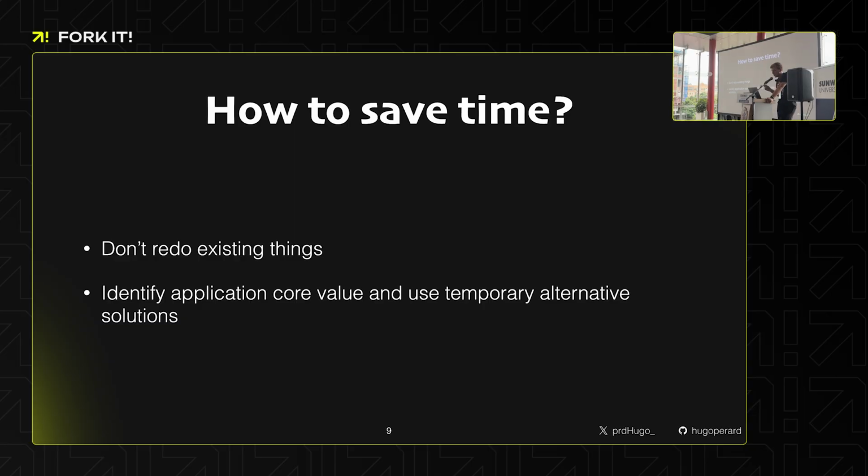I will detail two main parts to do that. The first one will be to not redo existing things, and the second one will be to try to identify the core value of our application, to be able to identify temporary alternatives, to delay some stuff, to be able to save some time.